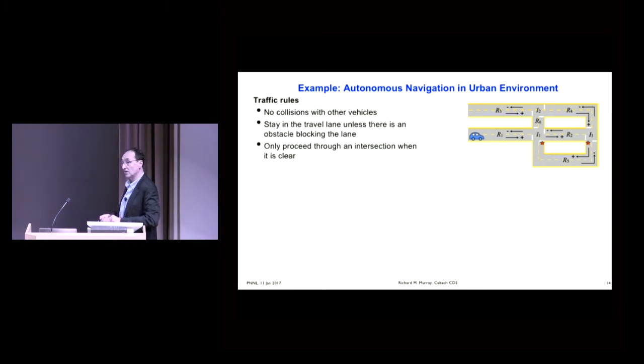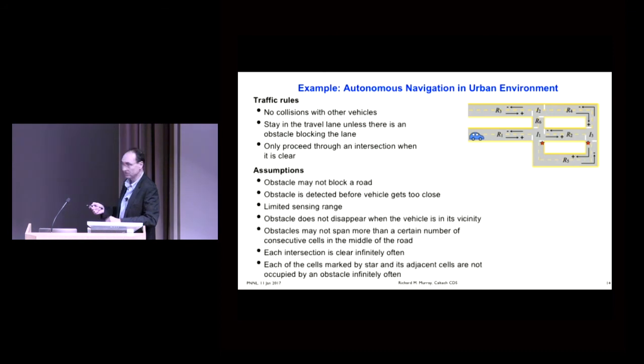Now, you need some assumptions about the environment too, right? So for example, I need to assume that an obstacle can't block the entire road, because otherwise, obviously, I can't complete this anymore. I need to assume that an obstacle can be detected before the vehicle gets too close. Otherwise, I can't guarantee that I won't run into it. If you're blind, what could you do, right? So I have to have something there.